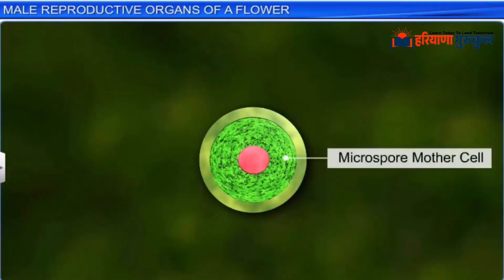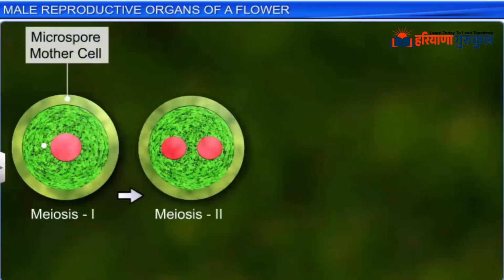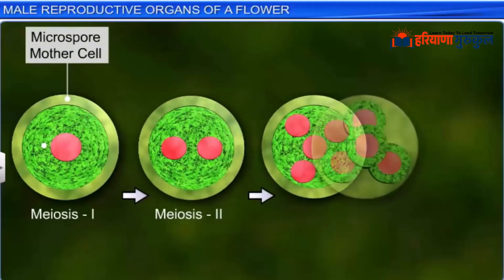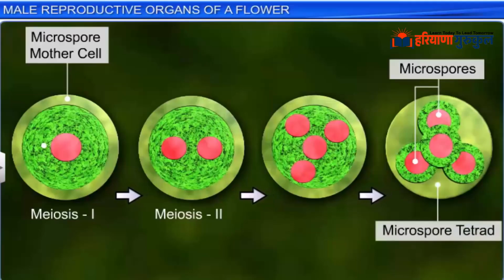These microspore mother cells divide meiotically to form haploid microspores which arrange themselves in a tetrad. The process of formation of microspores meiotically from a microspore mother cell is called microsporogenesis.